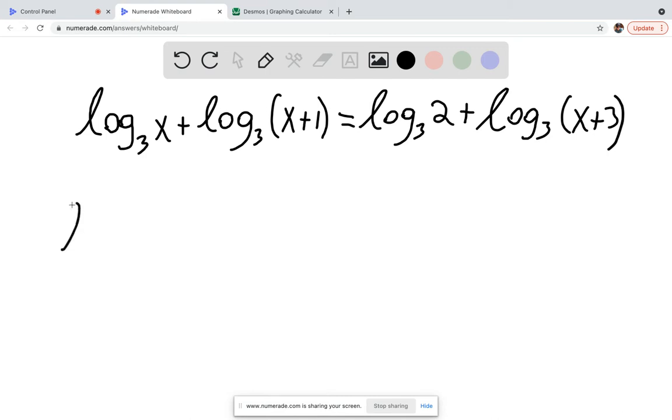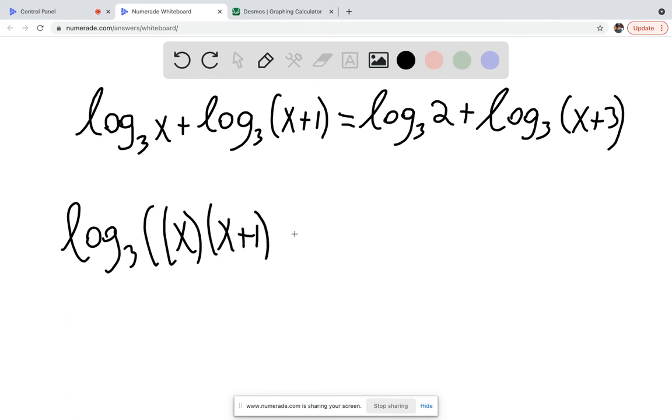base 3 of the product then of, that would be x times x plus 1. So x times x plus 1. Okay, and then that is then going to be equal to, well, log base 3 of, again, the product here would be 2 times x plus 3.